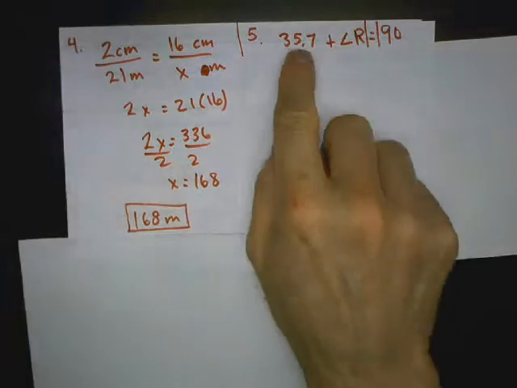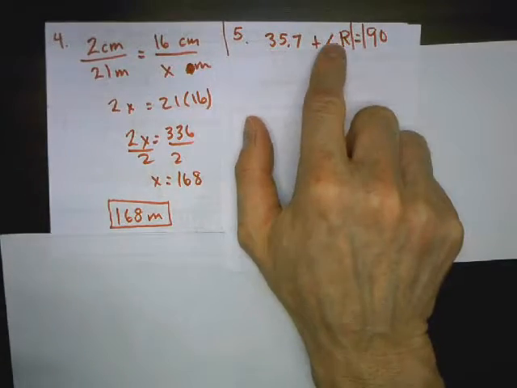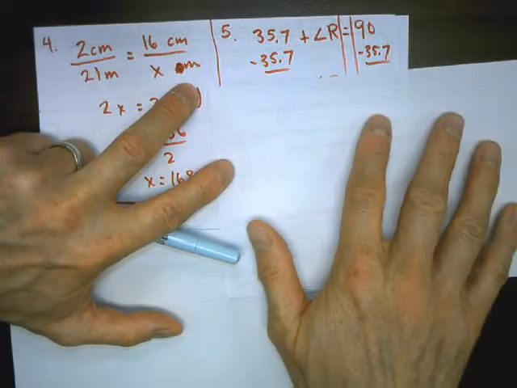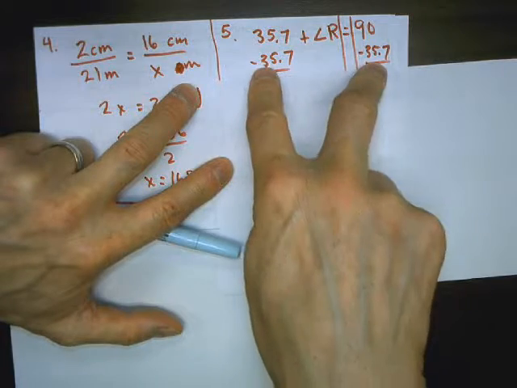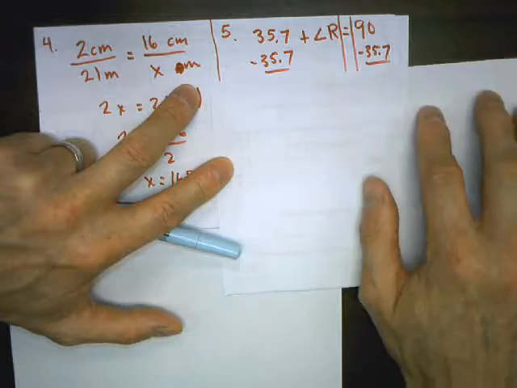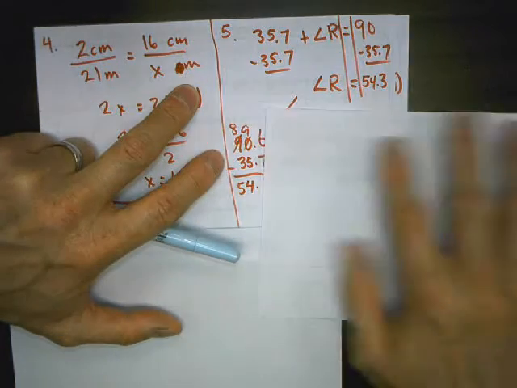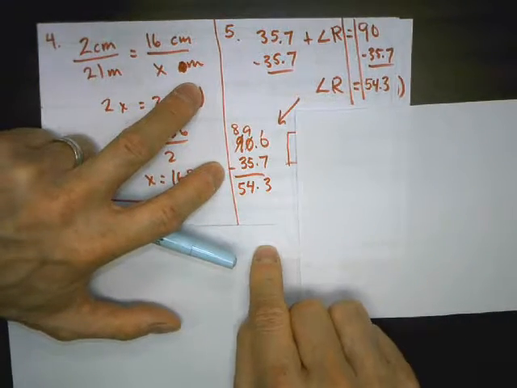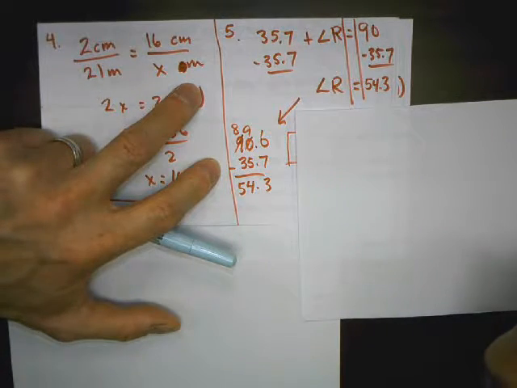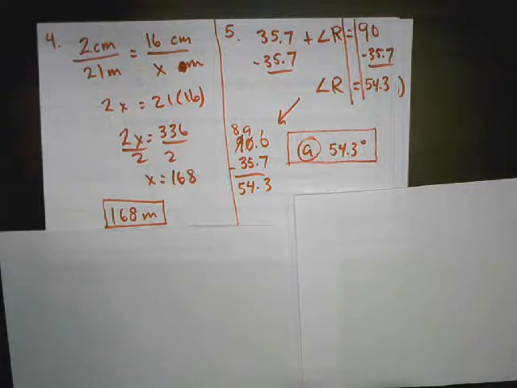So if angle Q is 35.7 and we don't know angle R, I write this equation here. I isolate angle R by doing the inverse operation of a positive 35.7. Remember, when you're subtracting these over here, make sure that you line up your decimals. So go off to the side and do that, and pause the video and make sure that you have what I have here. And your answer should have been 54 3/10 degrees.